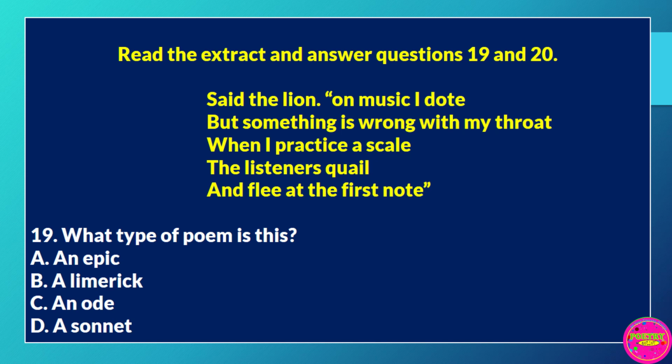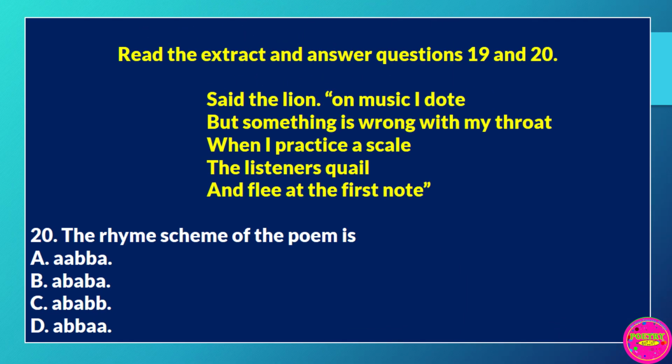Question 19. What type of poem is this? A. An epic, B. A limerick, C. An ode, D. A sonnet. The correct answer to this question is B. A limerick.